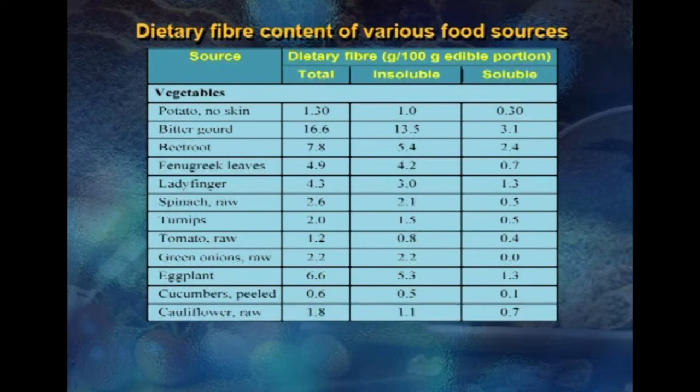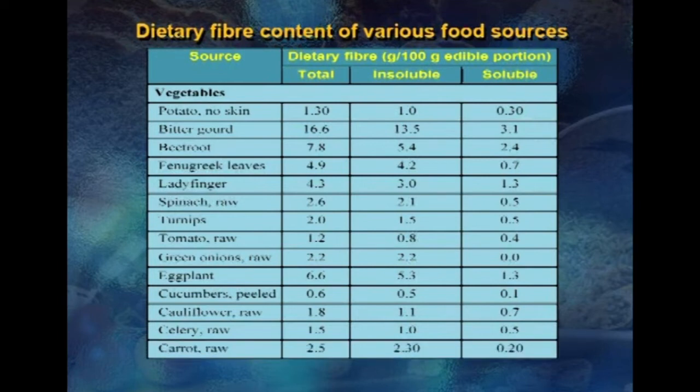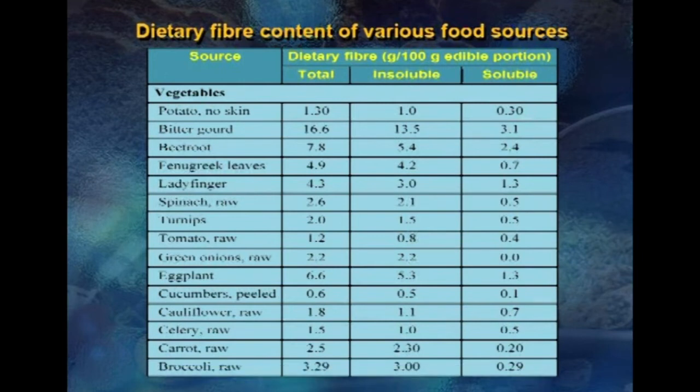Cauliflower raw has got 1.8 grams of dietary fiber. Raw celery has got 1.5 grams of dietary fiber. Raw carrot has got 2.5 grams of dietary fiber. Then we have broccoli, which is again a good source of dietary fiber. It has got 3.29 grams of dietary fiber with 3 grams as insoluble fiber and 0.29 grams as soluble fiber.